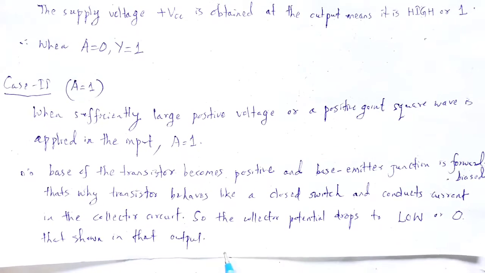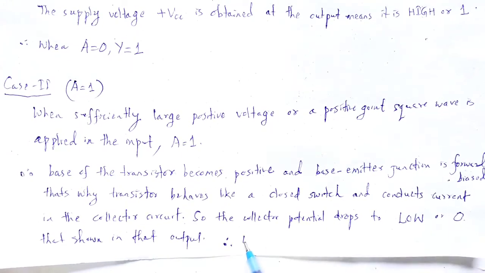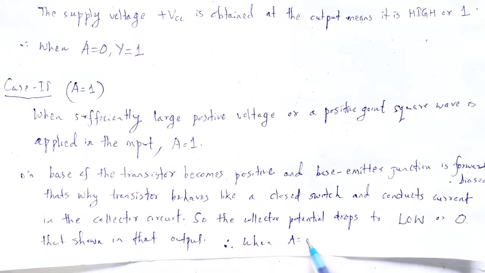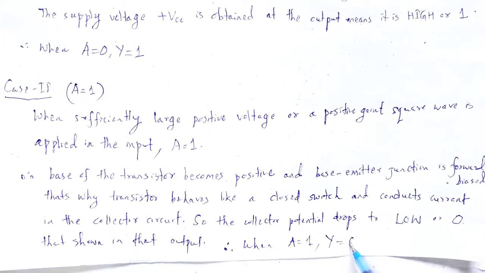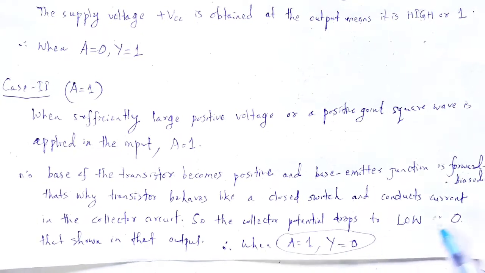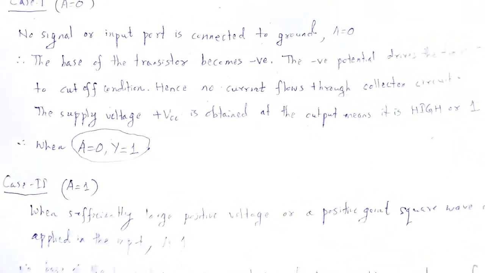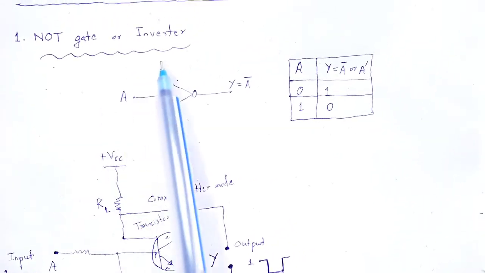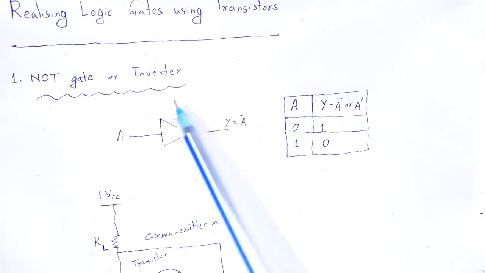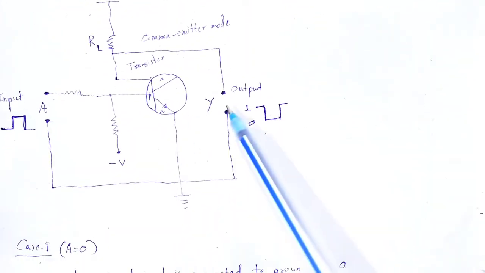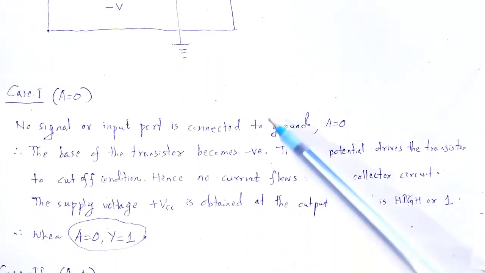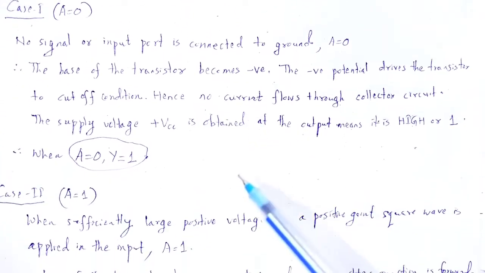Therefore, when A is equal to 1, Y will be 0, and when A is equal to 0, Y is equal to 1. In this way we realize the NOT gate, which is basically known as the inverter, by taking the transistor into consideration. Two cases are discussed.